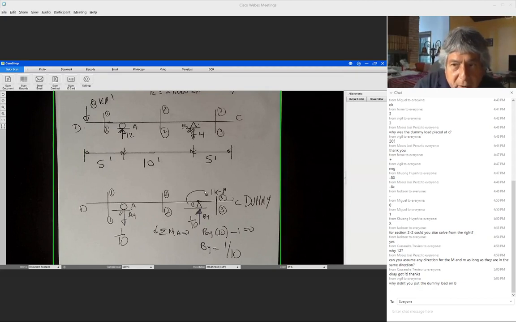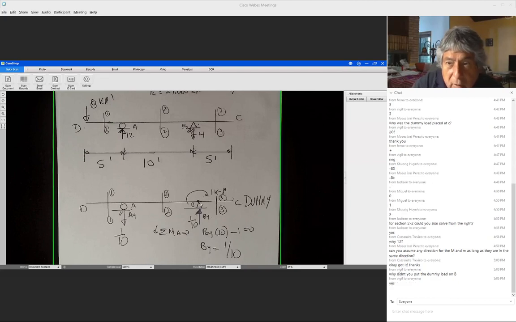Did I clarify that or do you need more? So, yes, okay. So the dummy for rotation is a dummy moment. Those are the location and the direction that we believe.